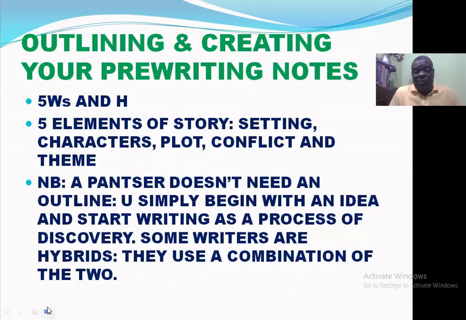Then the next technique is what we call the 5 elements of story: setting, characters, plot, conflict, and theme. These are 5 basic elements of story. And you can use this to form your pre-writing notes. The setting is about the place and time within which the actions of this story took place. Characters refers to the people that actually participated in this story, who carried out the actions or the events, or who were involved in the incidents of this story.